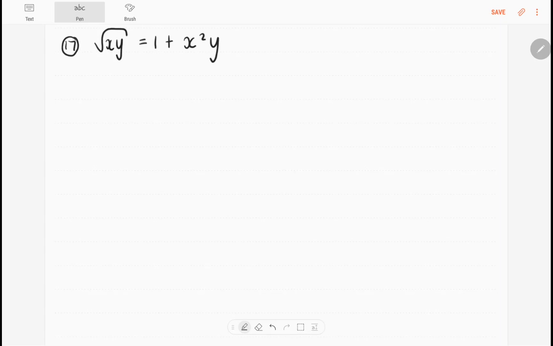Next, we are looking at number 17. We have the square root of x times y equals 1 plus x squared y. Once again, we are going to apply implicit differentiation. I'm just going to write this as xy to the power half. So I'm going to take the derivative of that. That gives us a half xy to the power minus a half.